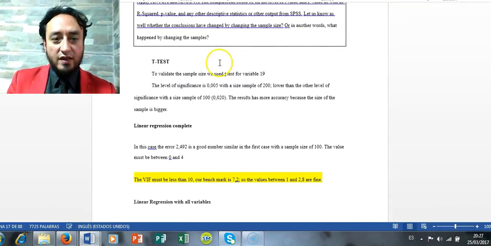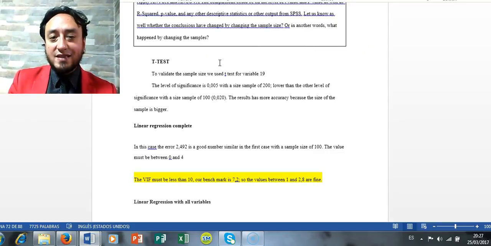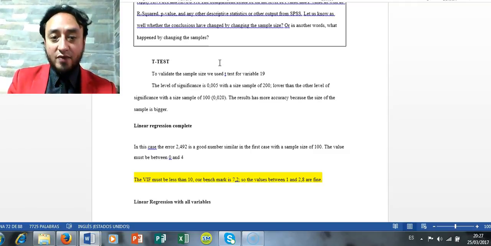from our summary, t-test. To validate the sample size, we used a t-test for variable 19. The level of significance is 0.005 with a sample size of 200, lower than the other level of significance with a sample size of 100. It was a level of significance of 0.020. The results have more accuracy because the size of the sample is bigger.